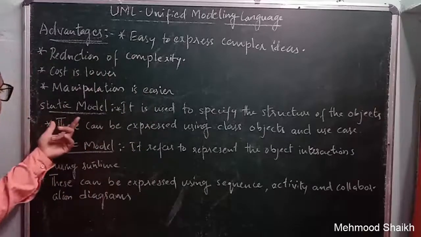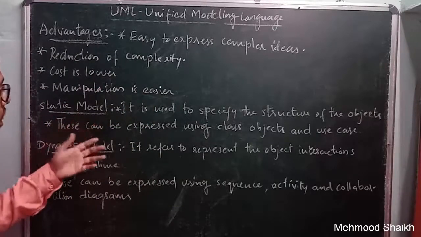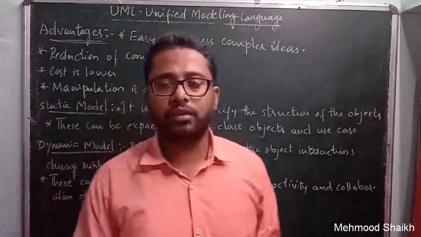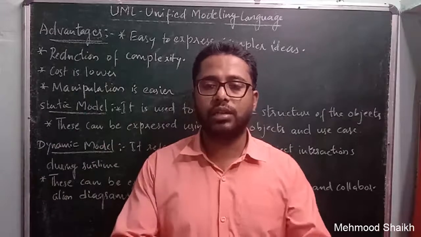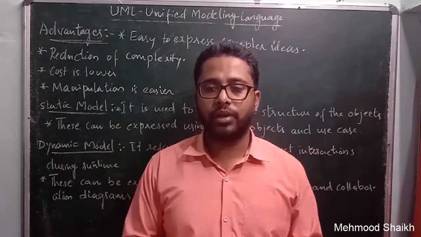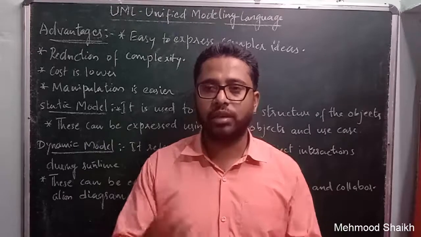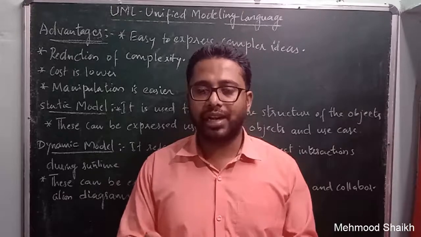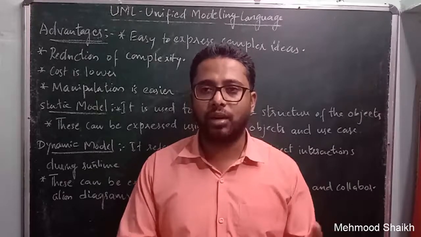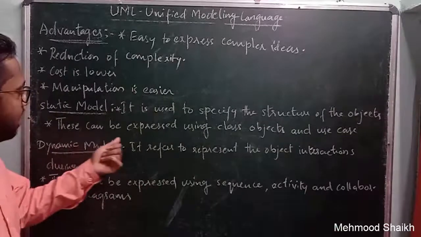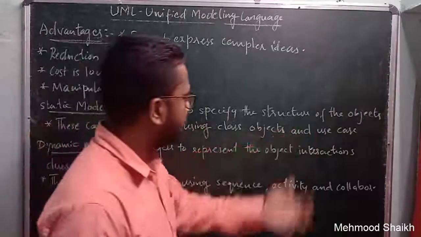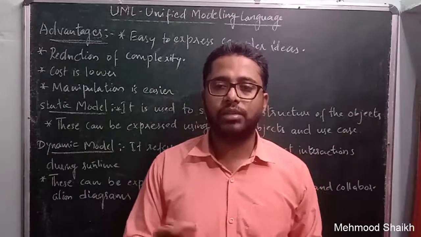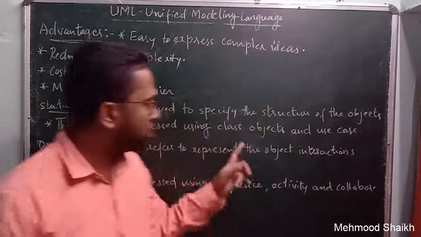Now the next one is static model. The static model is used to specify the structure of the objects. With this static model we can demonstrate the outer features of the system. We will represent what are the objects involved in the system and how these objects are interacting with each other. The interaction between the objects is static, not dynamic. These can be expressed using class object and use case diagrams. So this type of static modeling will be represented using the object diagrams and use case diagrams.